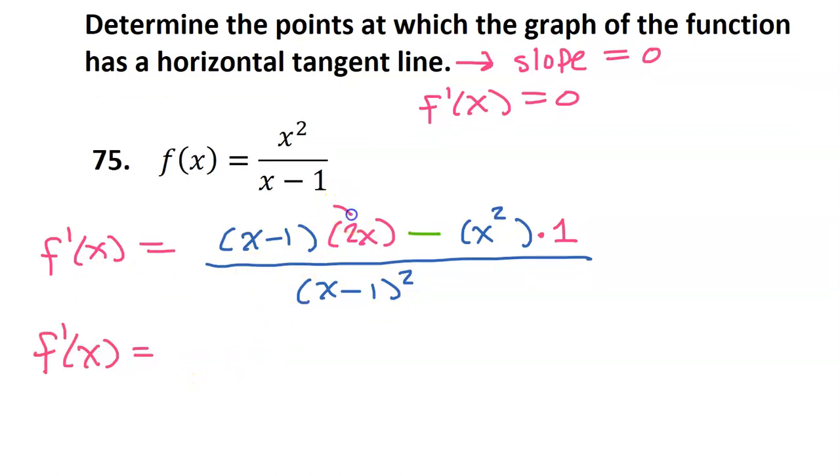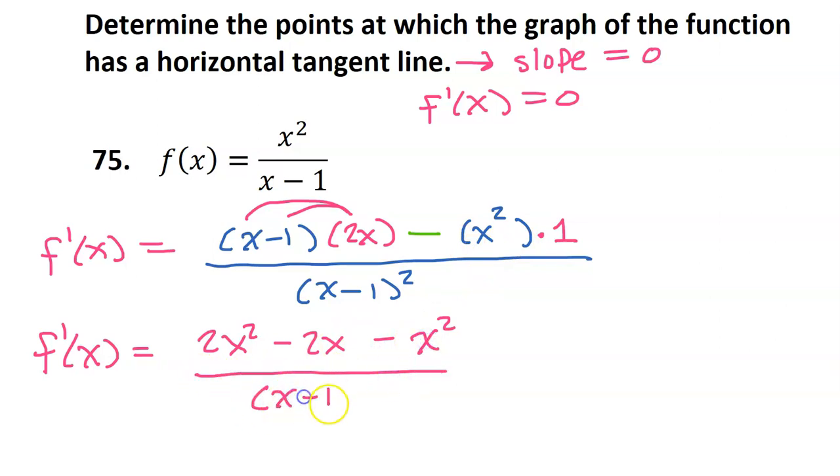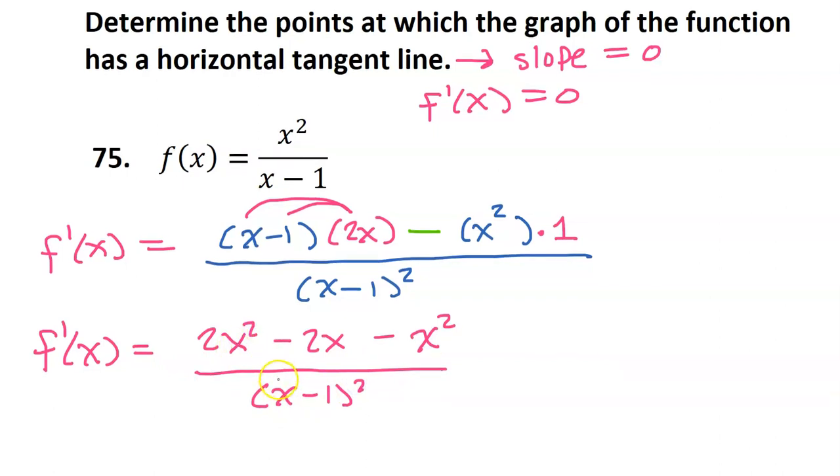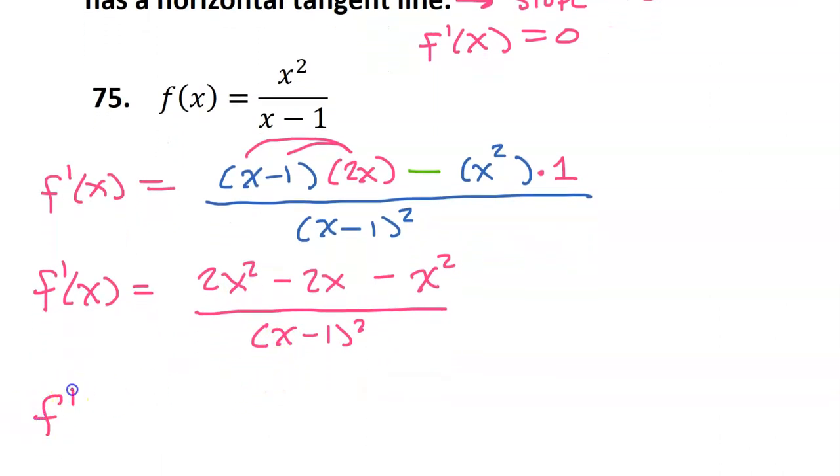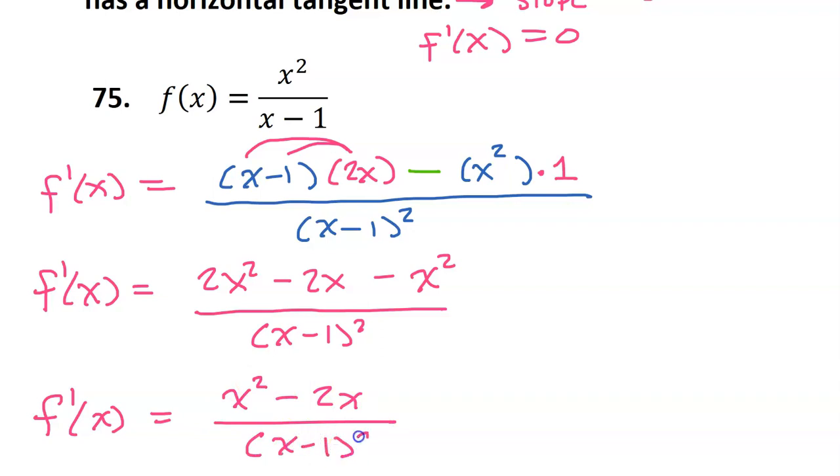Let's simplify this a bit. Let's start by distributing the 2x. So we will have 2x squared minus 2x, and then we have minus x squared. For now, we will just leave the denominator the way it is. I see some like terms over here. 2x squared minus 1x squared is just x squared. So now we have x squared minus 2x over x minus 1 squared. So this is the derivative.